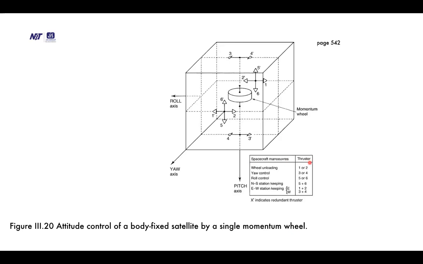Spacecraft maneuver, thruster: wheel unloading 1 or 2, yaw control 3 or 4, roll control 5 or 6, north-south station keeping 5 plus 6, east-west station keeping 1 plus 2 or 3 plus 4. X bar indicates redundant thruster. This is the momentum wheel and these are the different directions being shown. This is the roll axis, yaw axis.